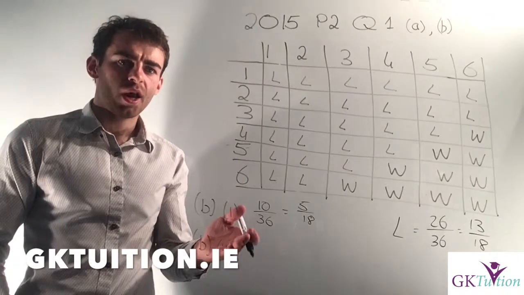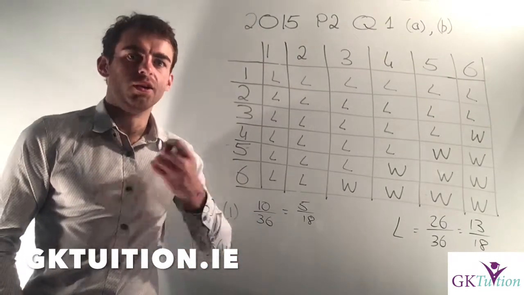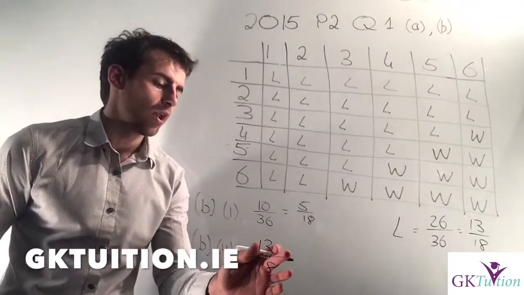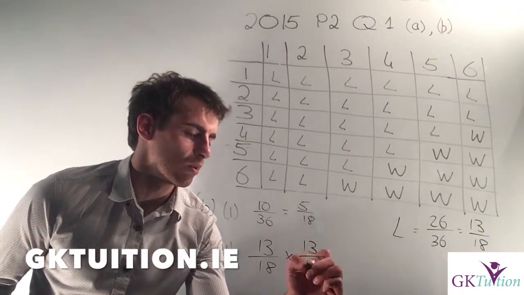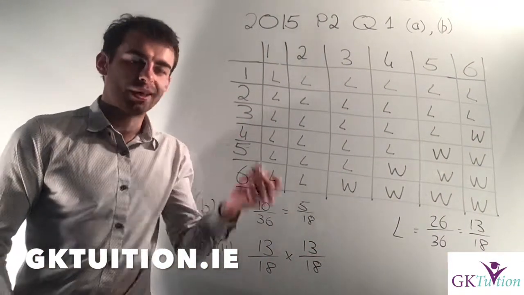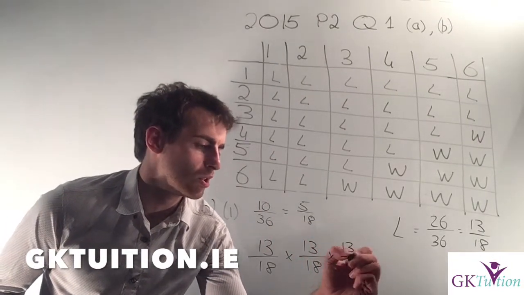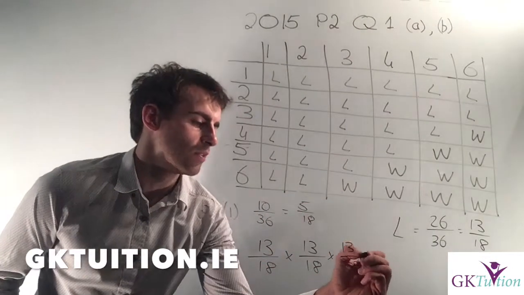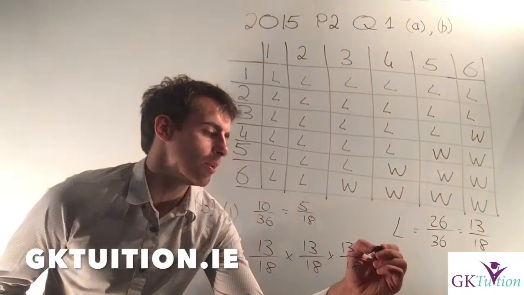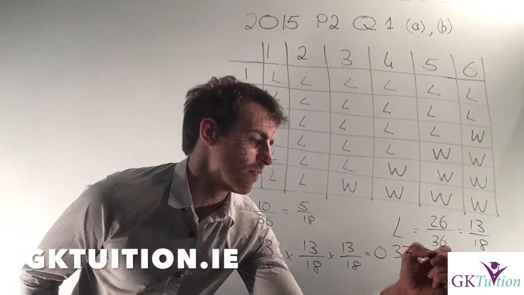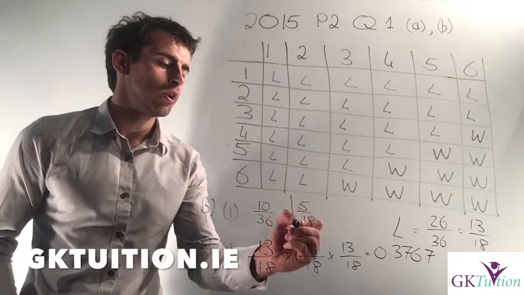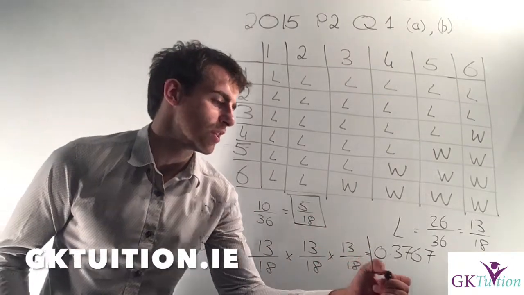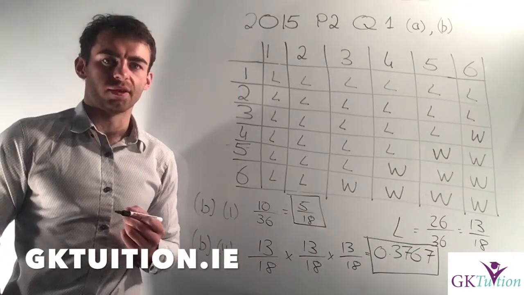So for B part 2, I've been asked to work out what is the probability that I'll lose 3 times in a row. Or in other words, the probability I lose the first one is 13 over 18, and I'm going to multiply that by the probability I lose the second one, which is still 13 over 18. Multiply that by the probability that I'll lose the next one, which is 13 over 18. So I just multiply, I want to lose and then lose again and then lose again. And to 4 decimal places, the probability that this will happen is 0.3767. So my answer to B part 1, the probability of a win, is 5 over 18. And my answer to B part 2, the probability of 3 successive losses, is 0.3767.